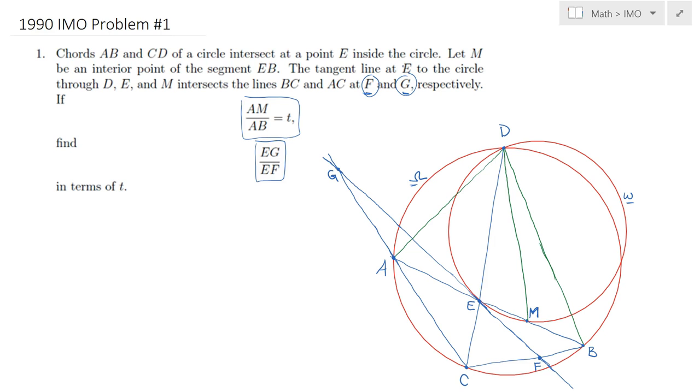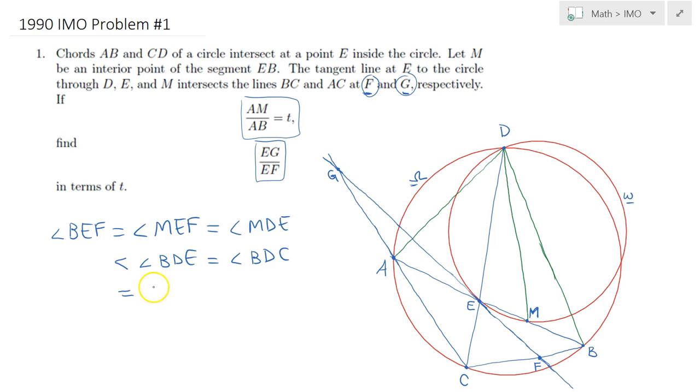I think that's clear. Now the second one, the location of G, is a little bit trickier, so I will establish it by comparing two angles. Let's start with angle BEF. Angle BEF is equal to angle MEF, and because of the tangency, angle MEF is simply equal to angle MDE. But angle MDE is less than angle BDE, and angle BDE is the same as angle BDC, but finally angle BDC is nothing but angle BAC because they subtend the same arc, minor arc BC.